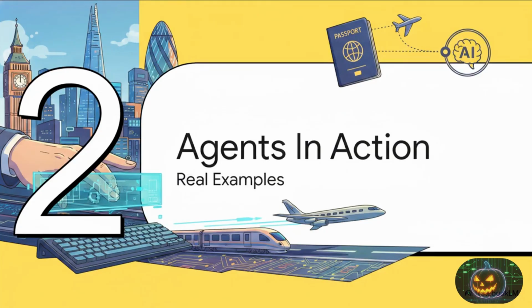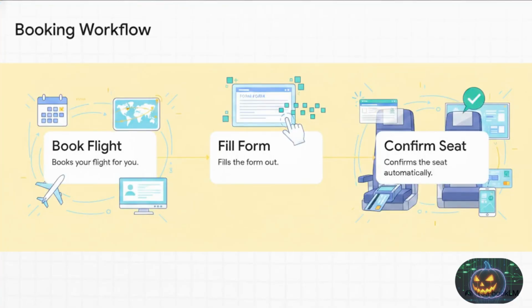Section 2. Agents in action. Real examples. Let's see what this looks like in practice. Picture this. Imagine telling your AI, hey, get me to a tech conference in London next week. And that's it. That is your only input. With the old AI, you'd probably just get a list of links to some booking sites, right?